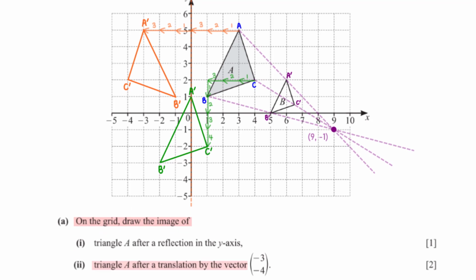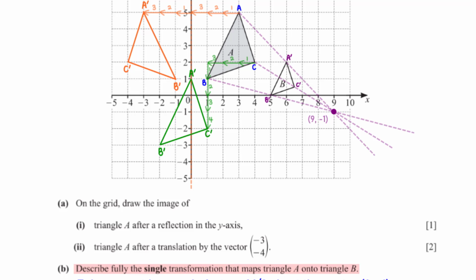Draw the image of triangle A after a translation by the vector -3, -4. For this translation, the translation vector dictates that we move each of the vertices of triangle A 3 units to the left and 4 units downwards. On the diagram, the movement for point C has been shown. After repeating the same process for all the other points as well, we are able to map out the translated image of triangle A.